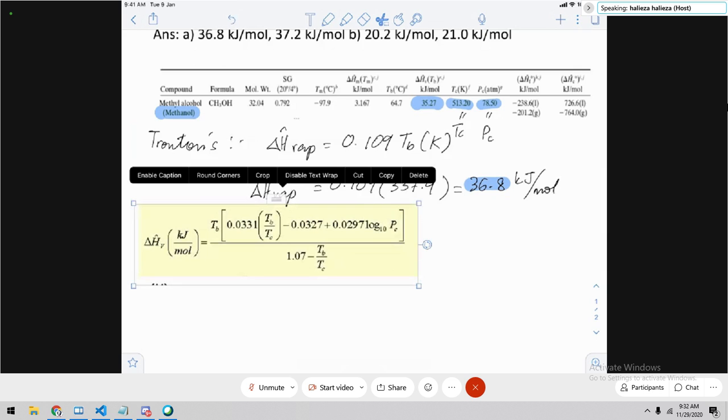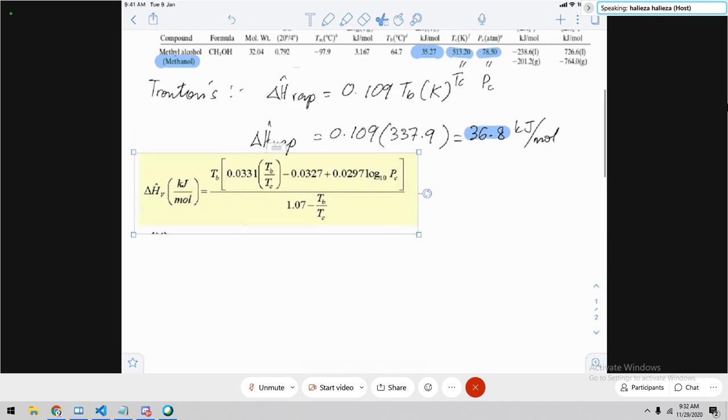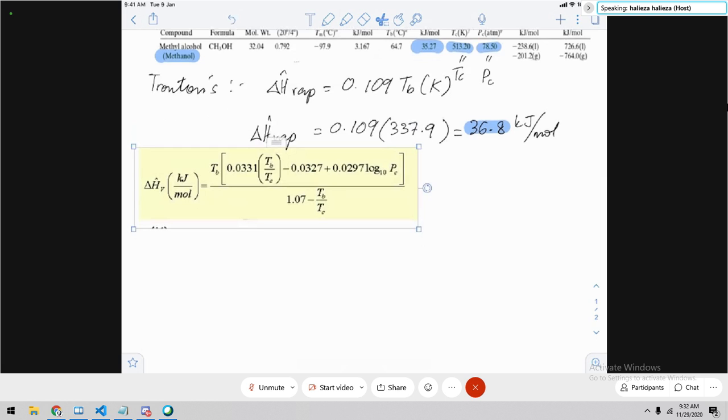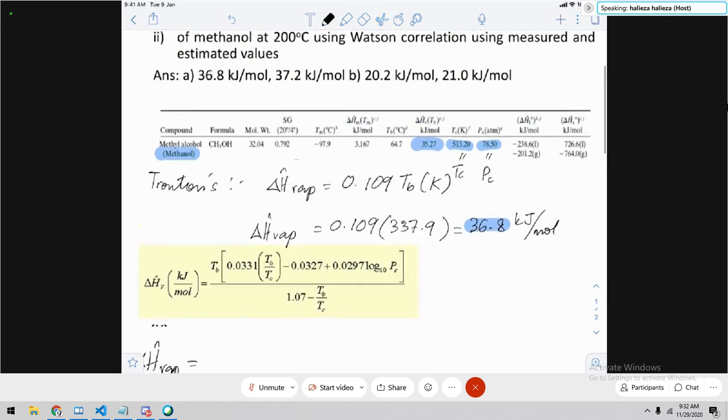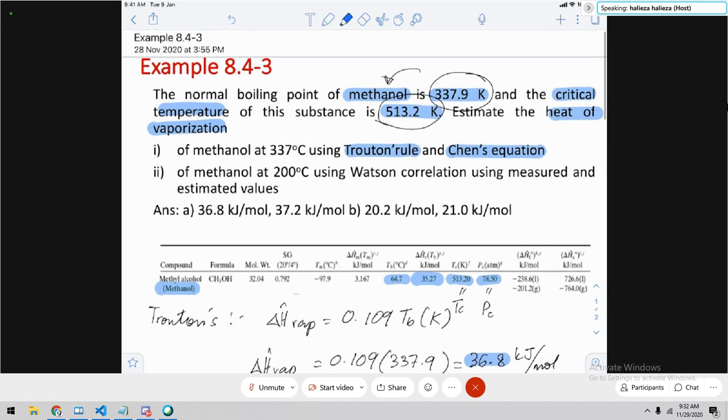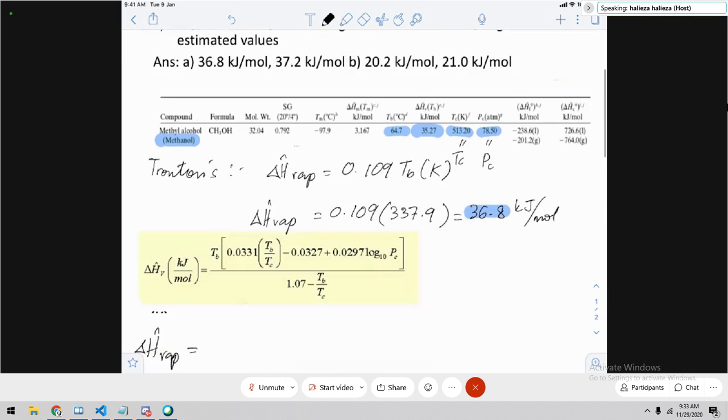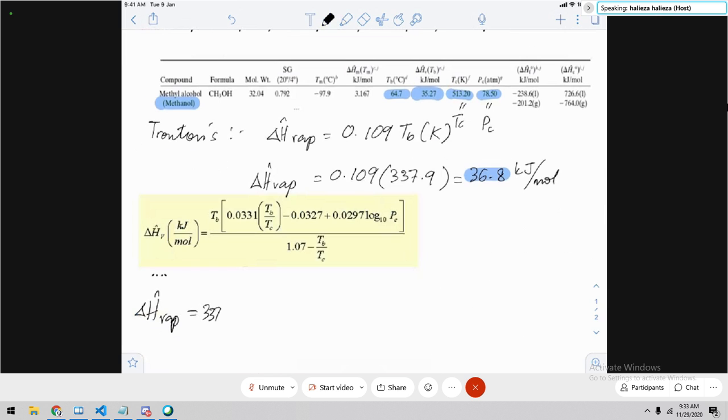That's the equation. Okay, so now we're going to plug in the values inside our equation. Delta H vaporization is equal to the boiling point. If you go back to this, the boiling point is 64 degrees C, but we already have it written in Kelvin, 337.9. So 337.9, that's Kelvin. Bracket 0.0331.